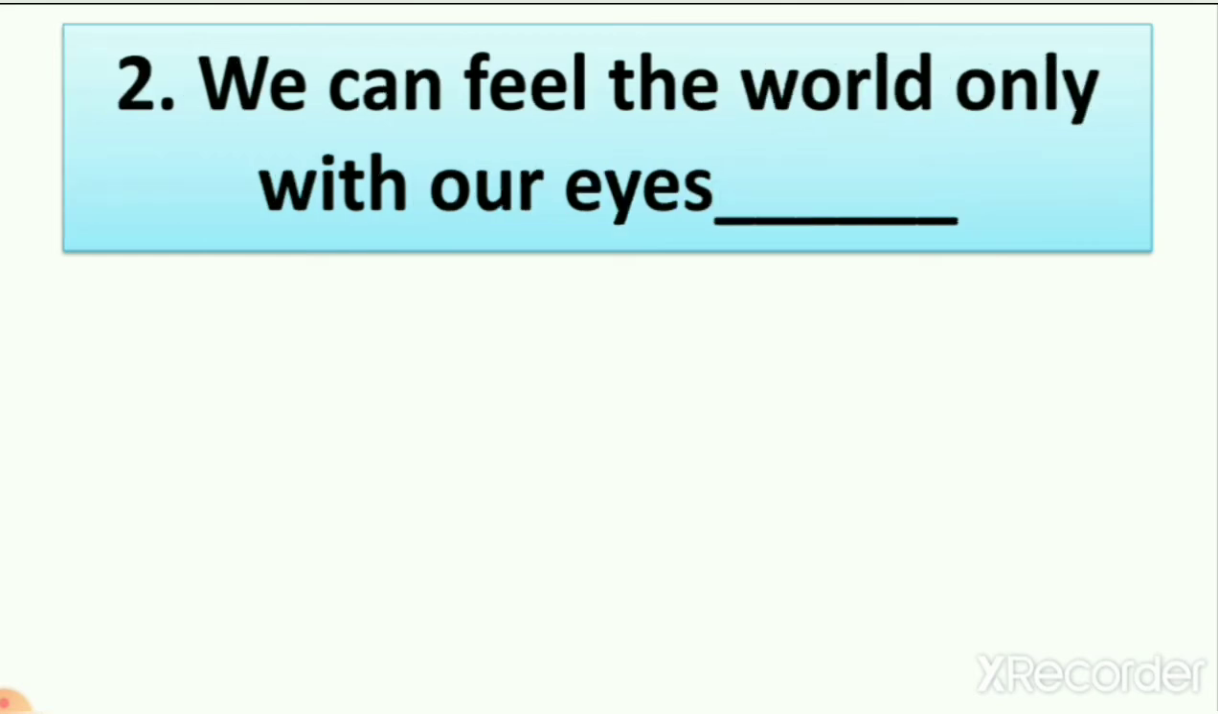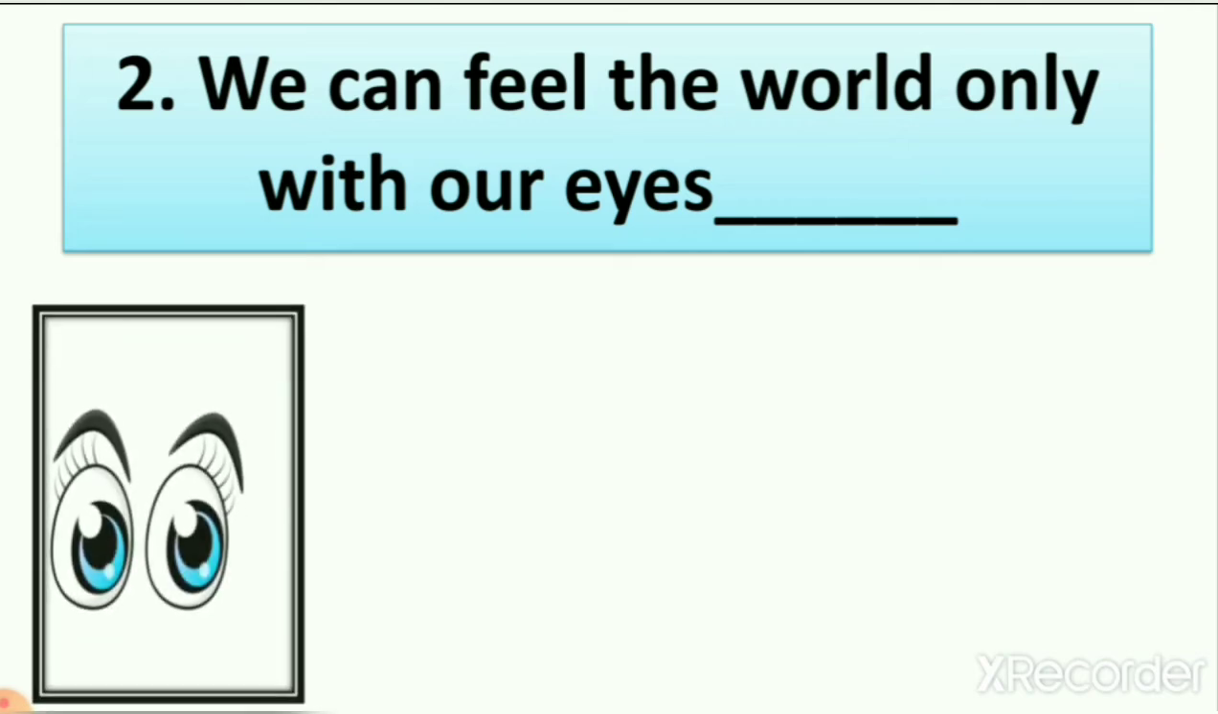So let's see our second sentence. We can feel the world only with eyes. Now, first in this lesson we learn about our sense organs. We also learn that sense organs help us to feel the world around us, right? So we have 5 sense organs. So when you want to feel the world around you, what are you using? If you want to smell something, what are you using? Your nose. If a train is coming, what are we using? The voice of the train we can hear with the help of ears. We can feel the touch with skin, right?